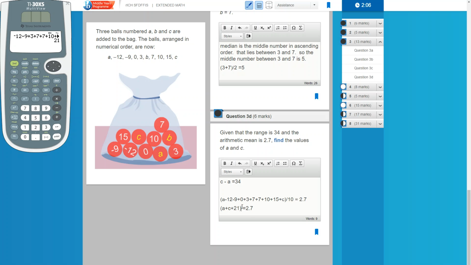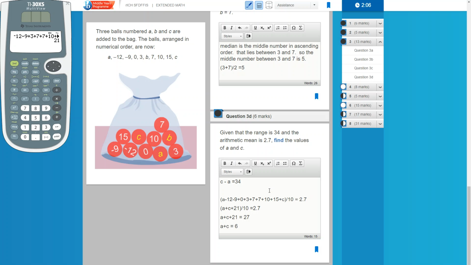Oh, I forgot the divide by 10. What could I do next to tidy it up a little bit? Right, multiply that by 10, so we've got A plus C plus 21 equals 27. Good, so we've got A plus C equals 6. Now what? Okay, you're almost there. You're sitting on like 4 marks.